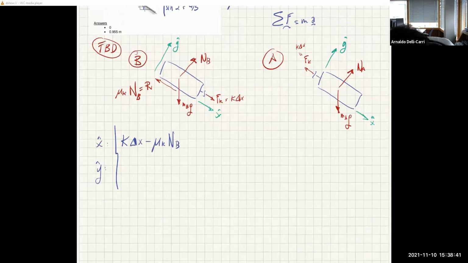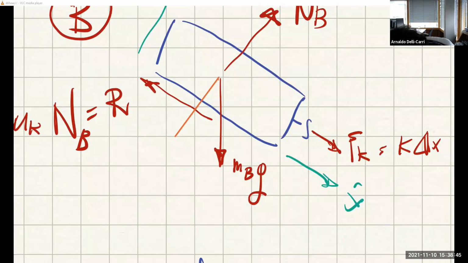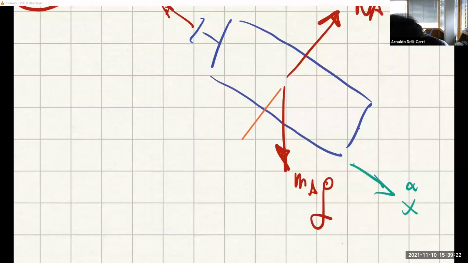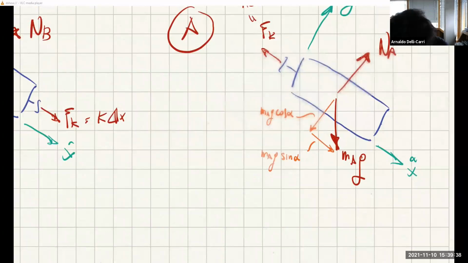and then, remember, we have to split this into its y component and x component. And this is the angle alpha. So this one is m B g sine of alpha, because it's opposite, and this one is m B g cosine of alpha. And of course, you also have exactly the same thing here, because this is also alpha.